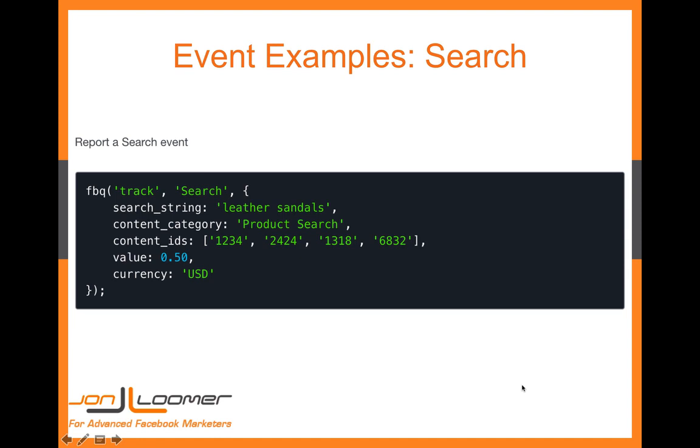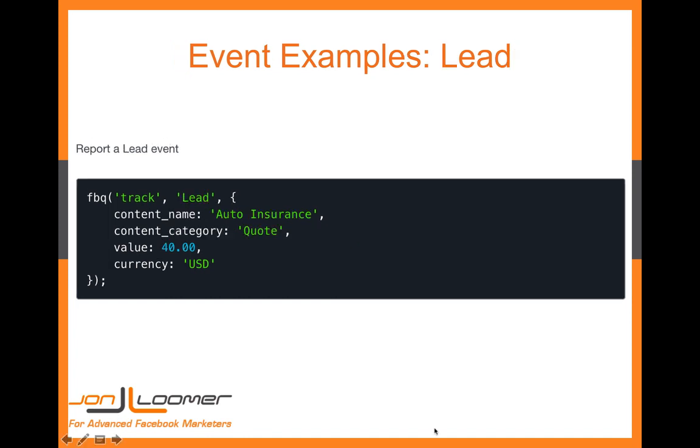And then in terms of search, you include the search string. So what specifically did someone search for to get on this page? Once again, we're probably going to have to pull a variable in this case, otherwise you're going to be placing this manually on every page, and you just can't do that. So leather sandals as a product category is product search, and then the content IDs that may appear within that search, and once again, the value of that search.